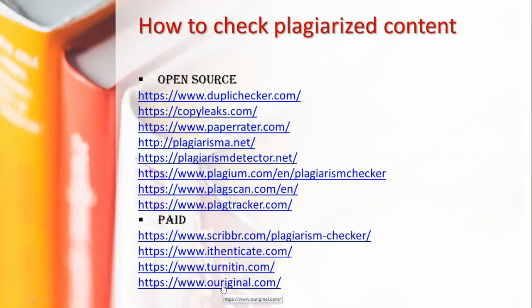This is also paid, but most Indian universities have been given a license for it free of cost. In Ouriginal, generally they only search among the various databases like Shodhganga, etc. The database is very limited. But in these two, Authenticate and Turnitin, they have a very exhaustive and extensive database. That is why they are the best, as I said.